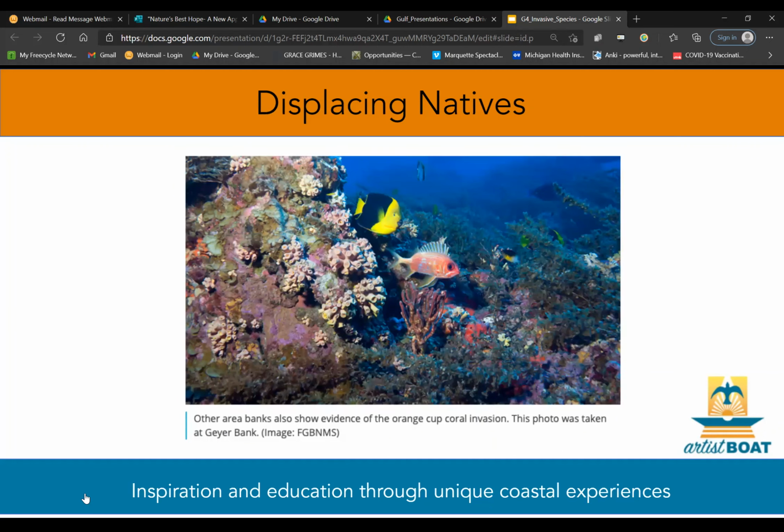Another big issue with orange cup coral is that they displace native corals and sponges. So the more hard surface areas that are colonized by invasive cup coral, the less space is available for native corals and sponges to establish themselves. Okay, we also see that orange cup coral is using chemical defenses to prevent other benthic invertebrates from settling nearby. And it also wards off predators from eating it. So it's a pretty resilient coral.